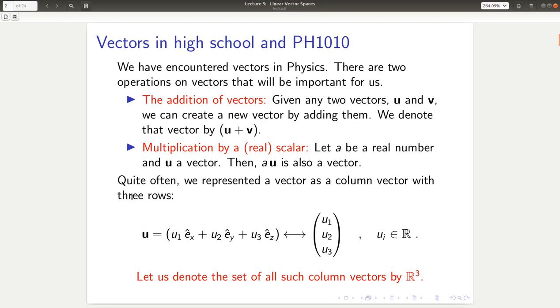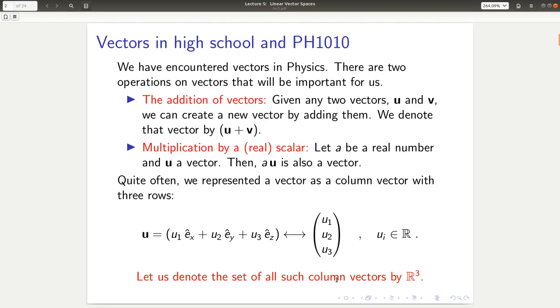Okay. But quite often we actually represent a vector as a column vector with 3 rows. And how did we do that? We first picked a basis. So here we are assuming that we have a basis e_x cap, e_y cap, and e_z cap, and we expand this vector in that basis. So we have u1, u2, and u3 as the components. What we can do is hide the basis vectors and just put the components u1, u2, u3 as a column vector, or a 3 by 1 matrix. And all the entries are real.